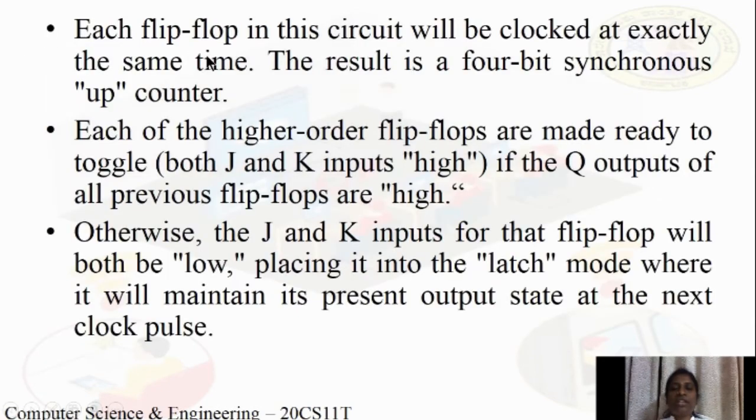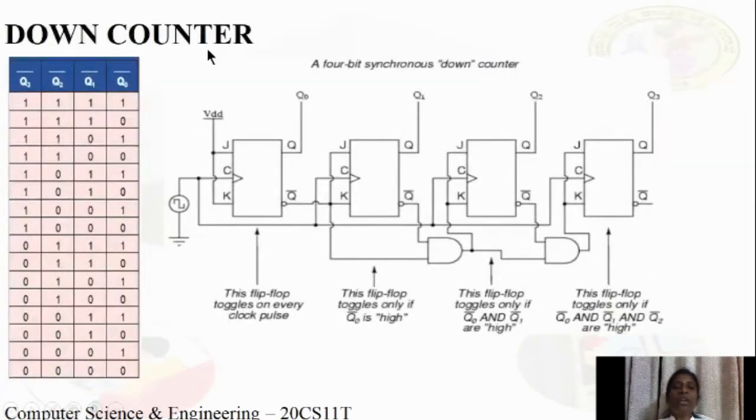Next, let us start with a down counter. As the name itself indicates, down counter means the contents of the counter should be decremented by 1. That type of counter we can call it as the down counter. The content should be decremented for every clock pulse. Here also the 4-bit synchronous counter is having 4 flip-flops.